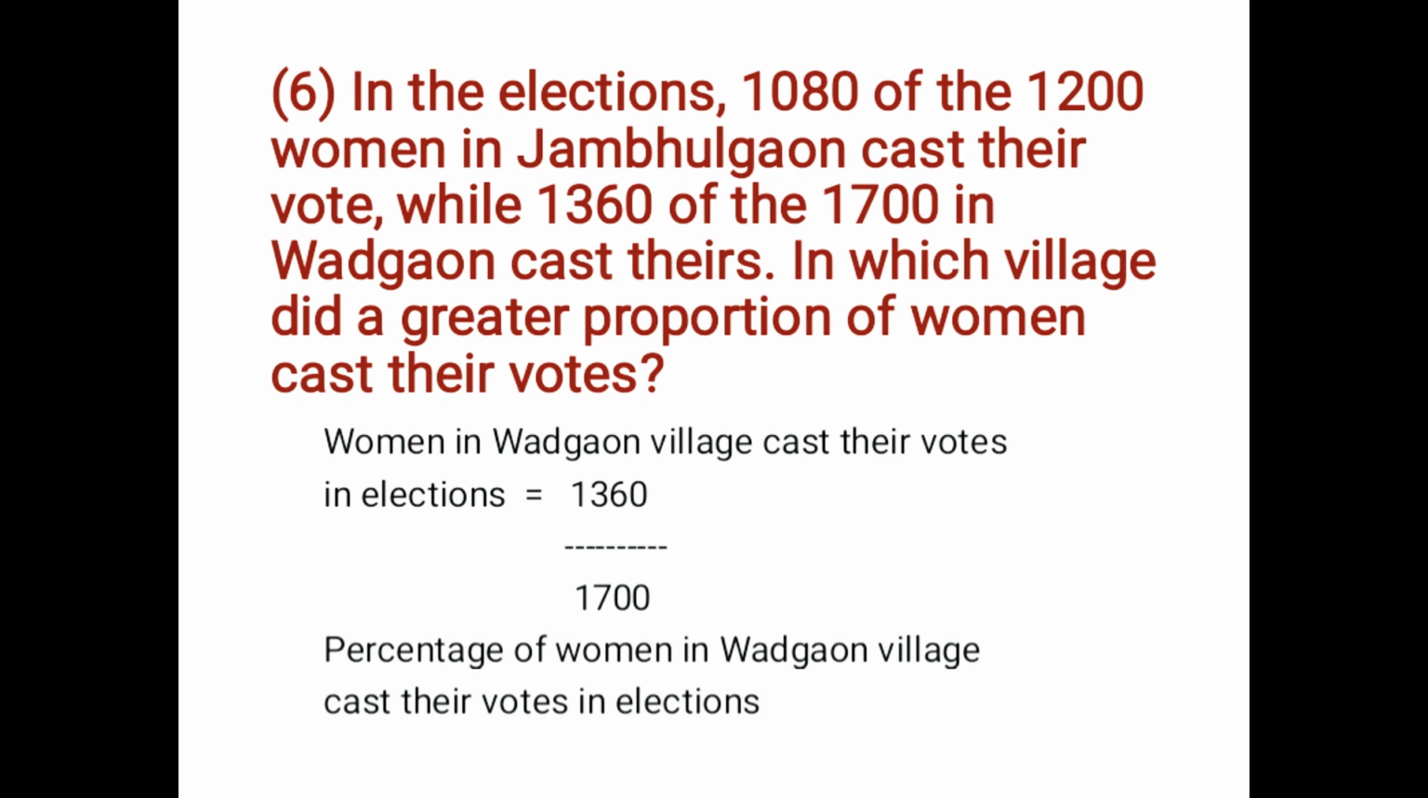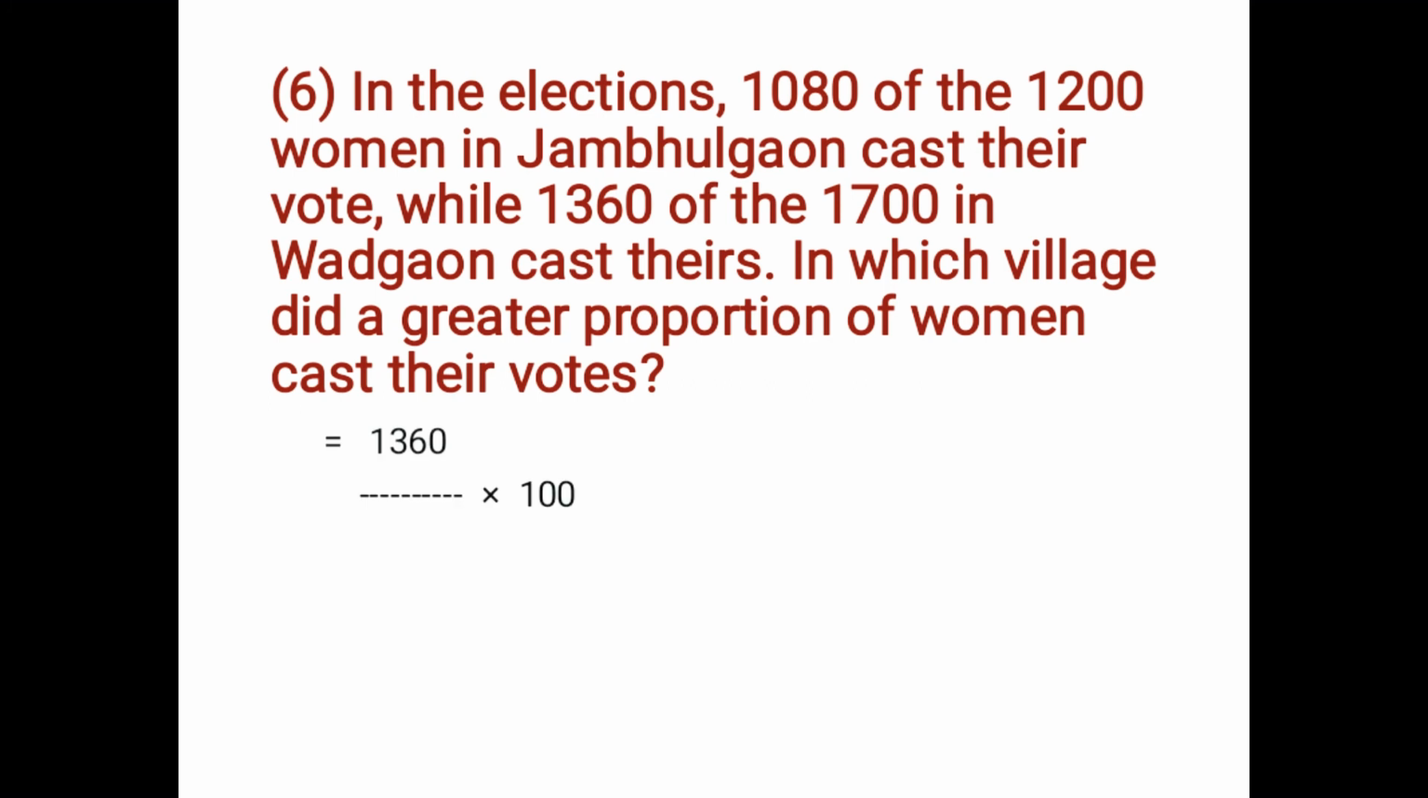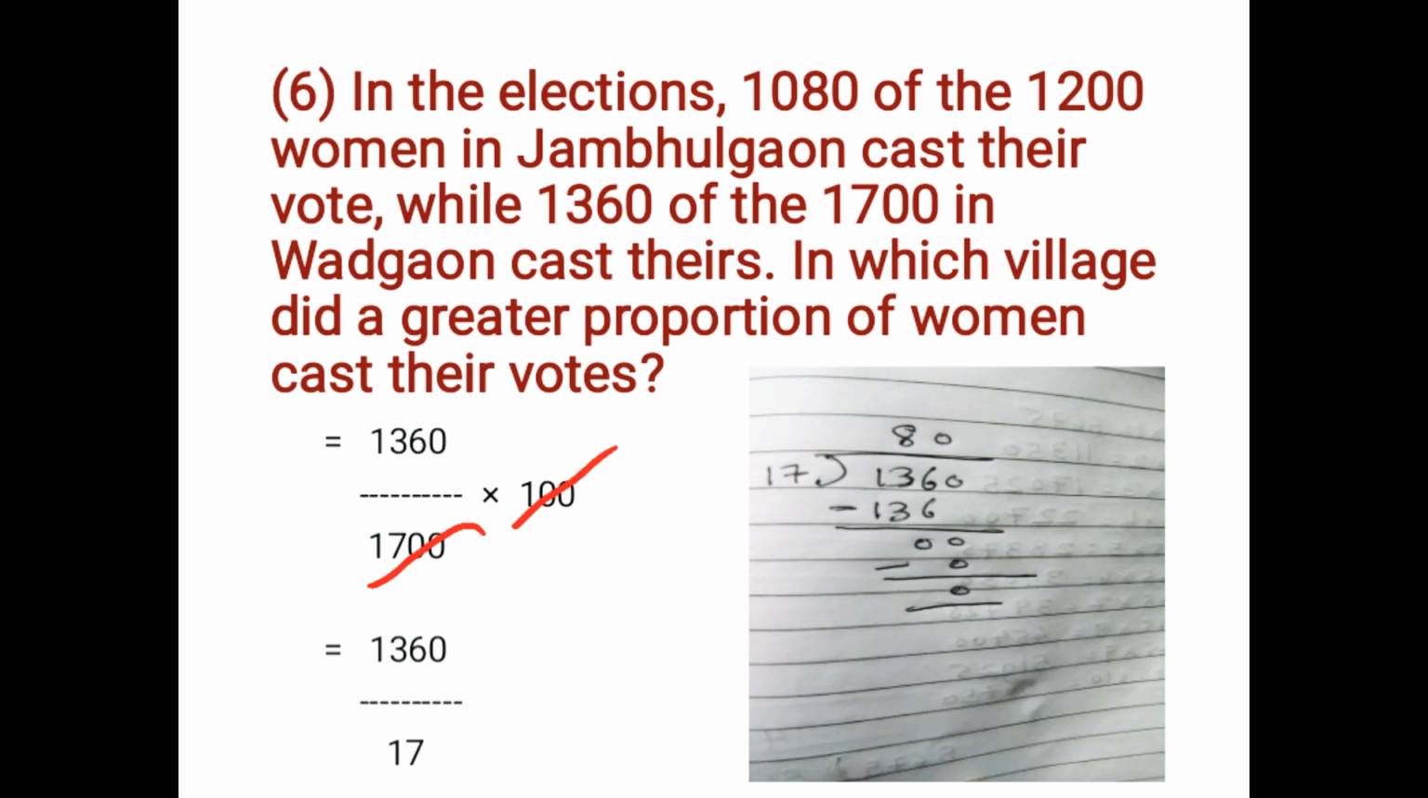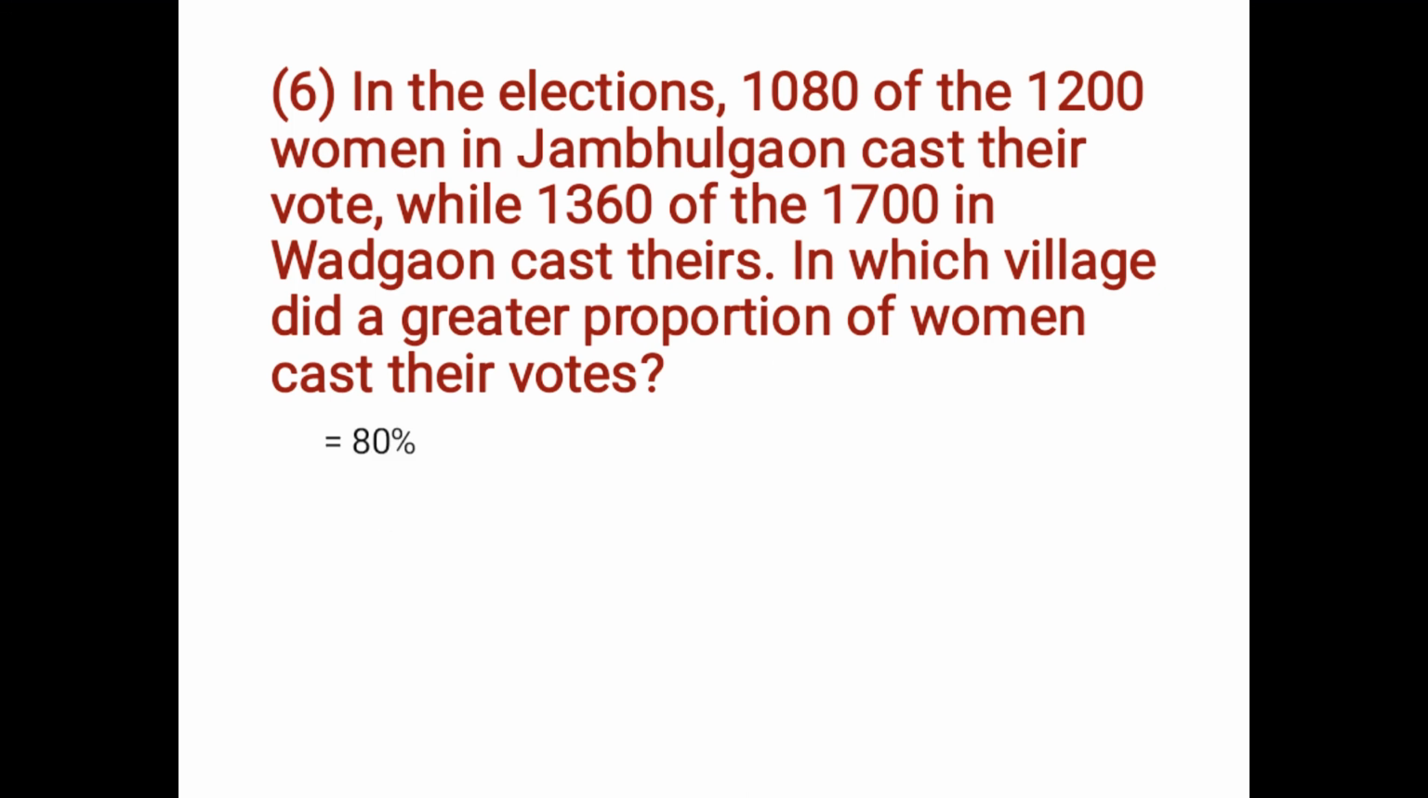Now we will find the percentage. 1360 upon 1700 into 100. So the 0s get cancelled. So it becomes 1360 upon 17. Okay. Answer is getting 80%. When you divide 1360 by 17, quotient is coming 80. 17 8s are 136. 136 minus 136, 0 is coming. 0 you have to bring it down. 17 zeros are 0. So quotient is coming 80%.